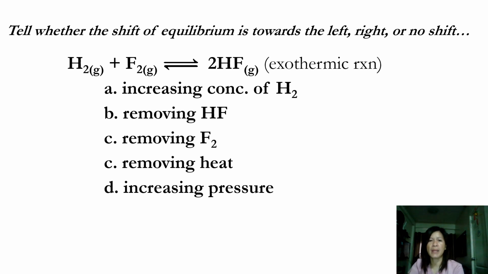Increasing pressure depends on which side has greater number of moles of gas. So this was given in the earlier slide. They have the same number of moles of gas and therefore no shift of equilibrium. But if in case the right side has more moles of gas, then it will be affected by the increase in pressure, and therefore the shift of equilibrium will be towards the right or product side.